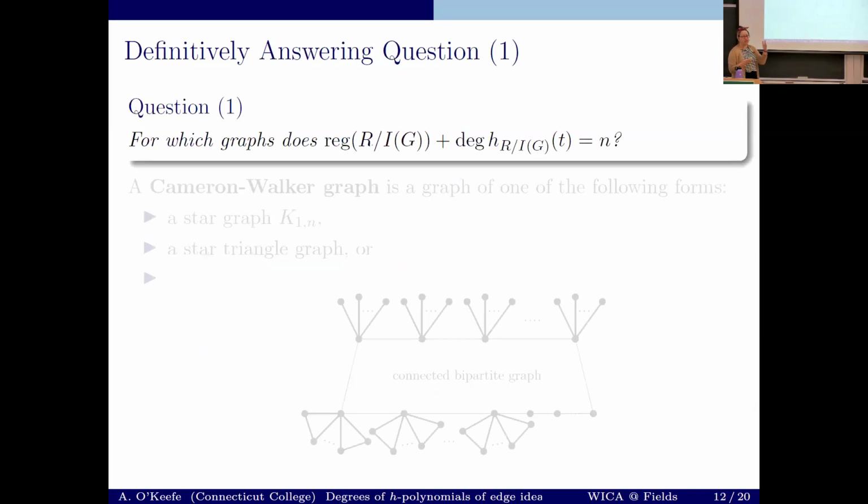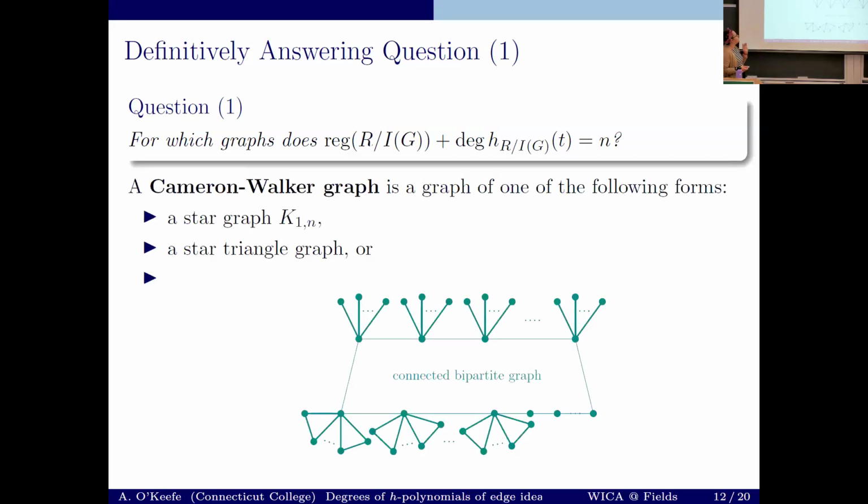So we actually can just fully answer question 1. So here it is again: for which graphs does the regularity plus the degree equal n? And to do that, I'm going to define these Cameron-Walker graphs. So a Cameron-Walker graph is of one of the following forms.